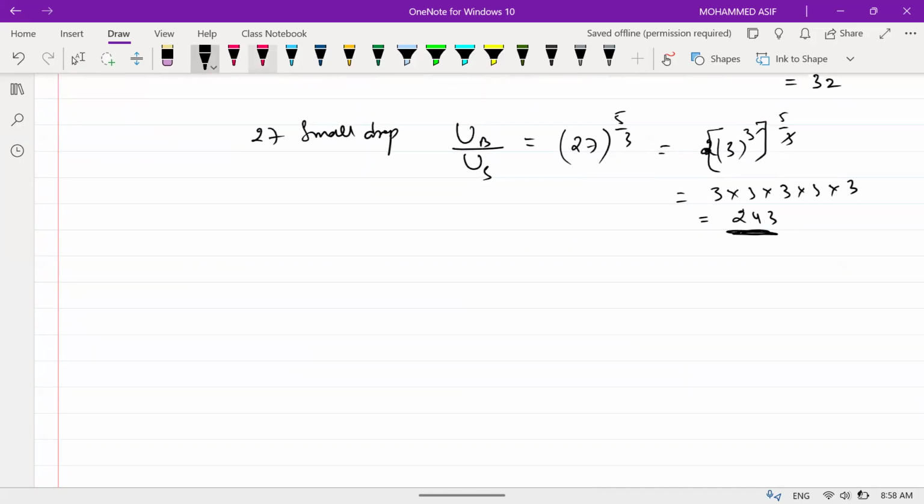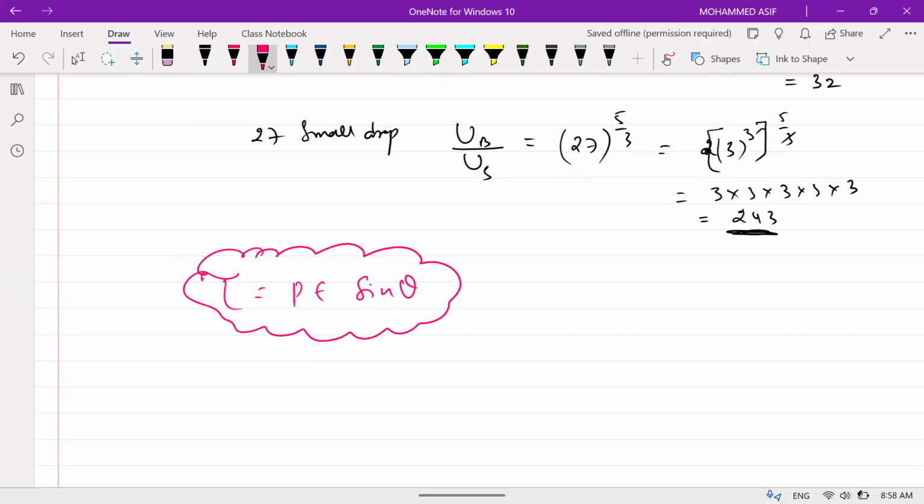What is the torque formula in an electric field? Torque is equal to dipole moment p times E times sin theta. Torque acting on a dipole is given by the formula tau equals pE sin theta.